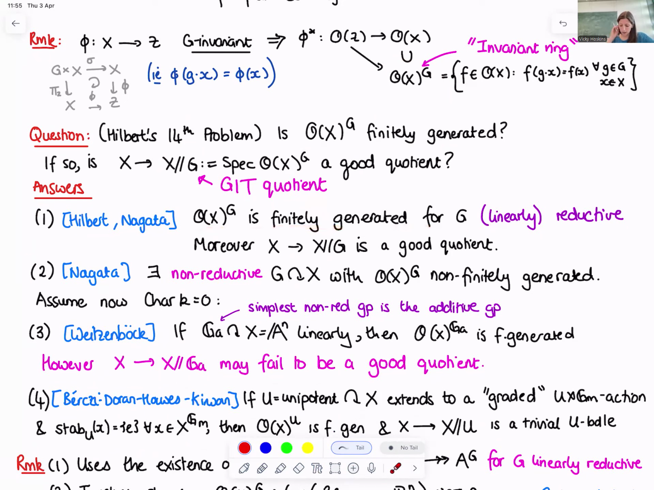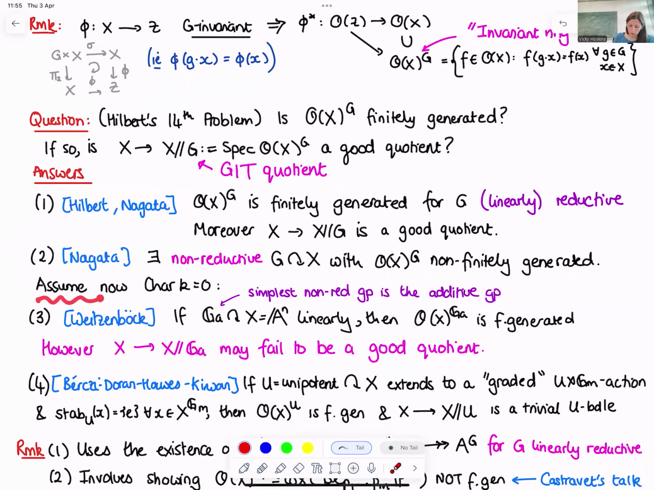And then, I think this is the point that was really discussed yesterday, which is there are examples of non-reductive group actions where the invariant ring is non-finitely generated. But I want to focus on more positive results, which is where you can get finite generation. So from now on, I'm going to assume that the characteristic is equal to 0. This is really because unipotent or additive groups behave quite differently in positive characteristic to characteristic 0. We'll see this later on.